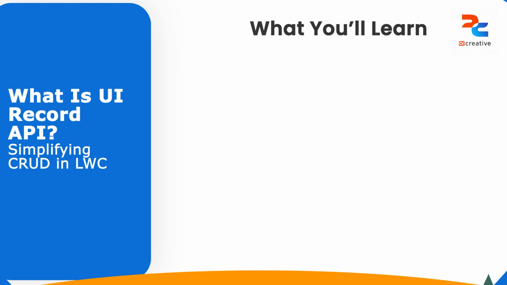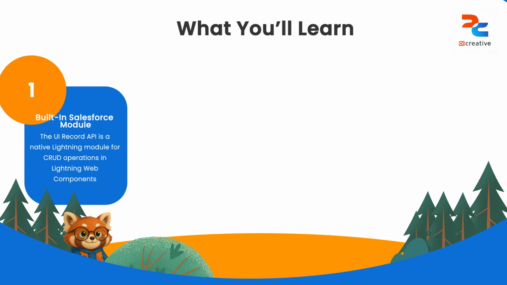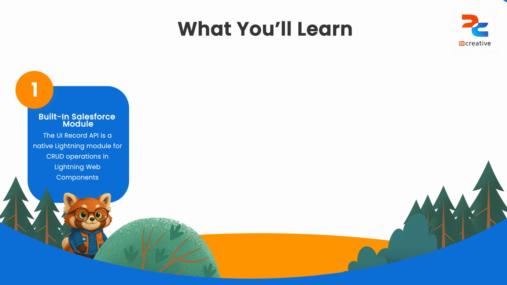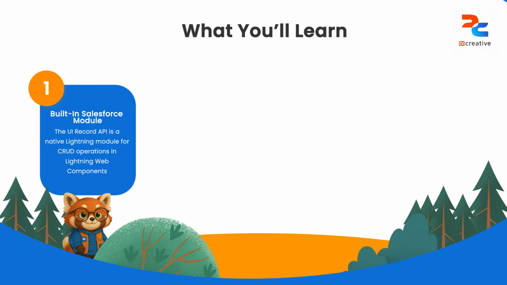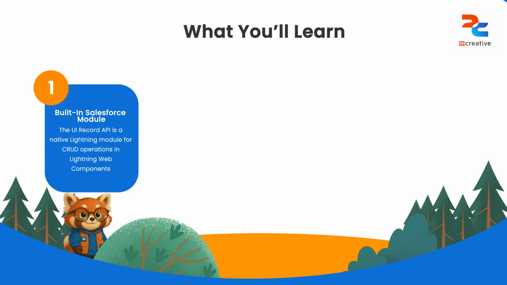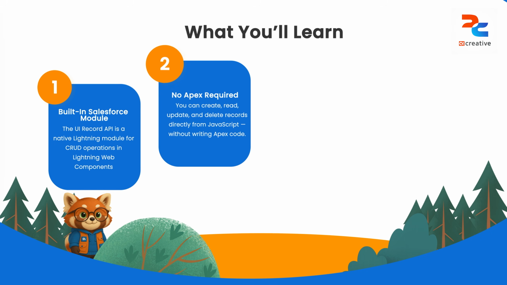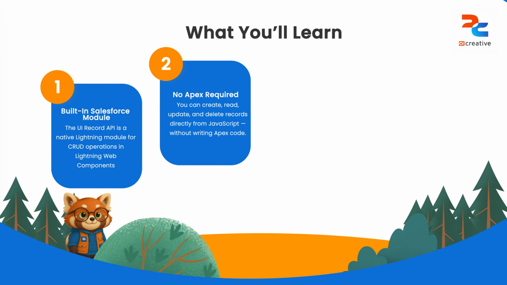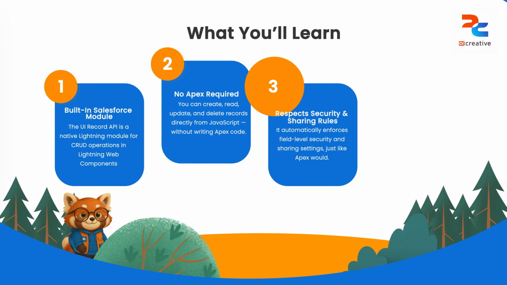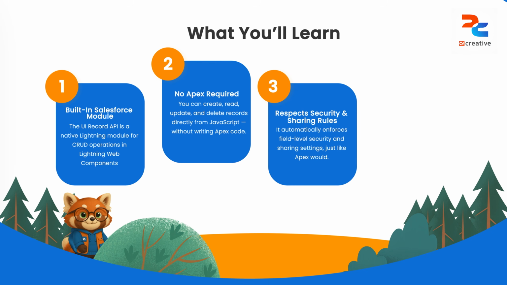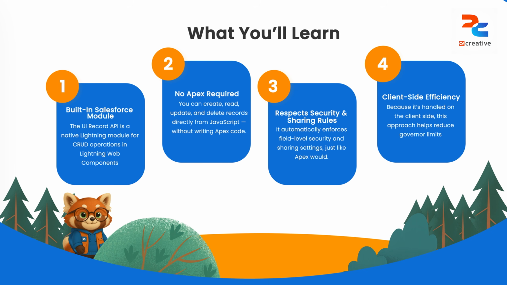First, let's look at what the uiRecordApi from Lightning is. It is a built-in module provided by Salesforce for Lightning Web Components. It allows you to perform CRUD operations, that's create, read, update, and delete, directly from JavaScript. So instead of writing Apex just to fetch or update a record, you can now do it in a few lines using this module. And the best part is it automatically respects field level security and sharing rules. Plus, since it's handled on the client side, it helps reduce governor limit usage.